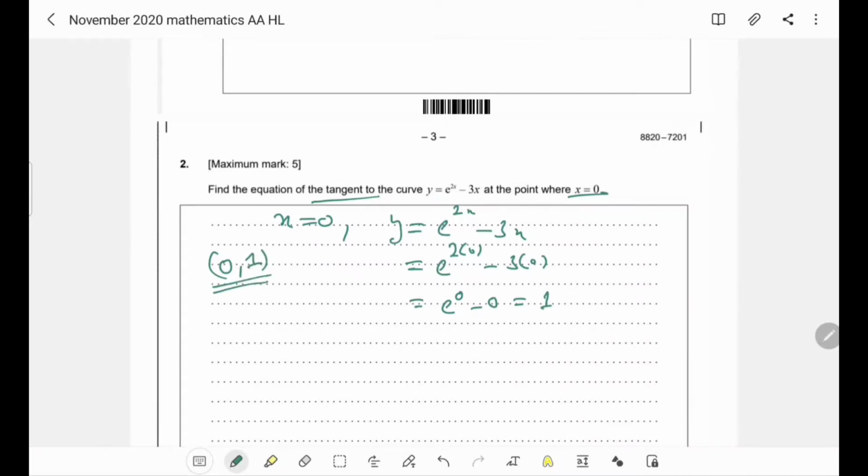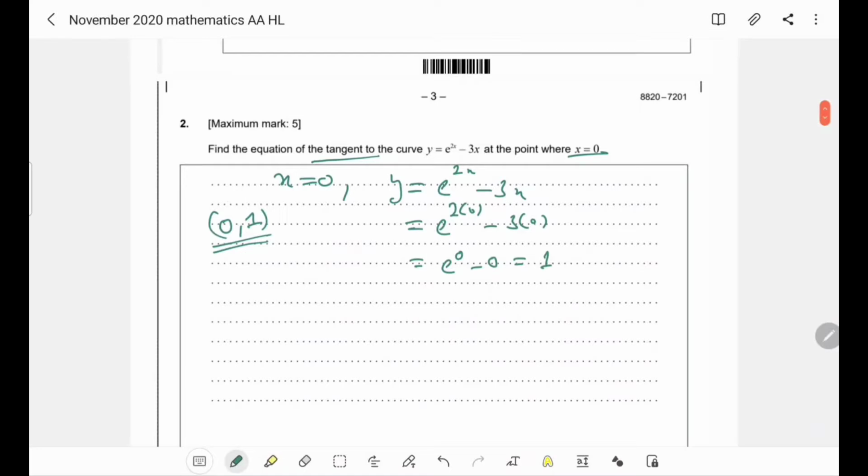So the point where I need to find the tangent is (0, 1). Now for the equation of any line, we need two things. First, a point, which we have, (0, 1), and a slope, the gradient. So for the gradient, we need to differentiate the function. So we need to find dy by dx at (0, 1). So I will differentiate this function y equals e raised to power 2x minus 3x. The differentiation of e to the 2x is 2 times e to the 2x, and the differentiation of 3x is 3 into 1, which is 3.